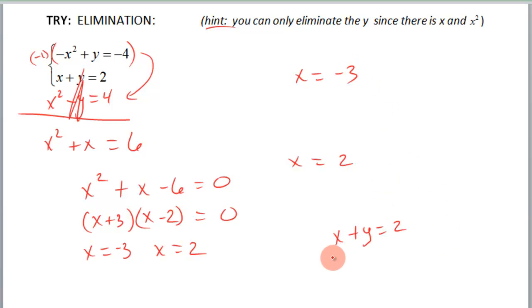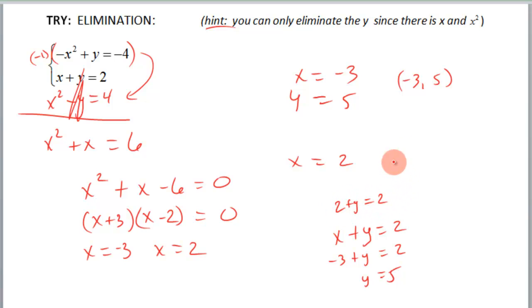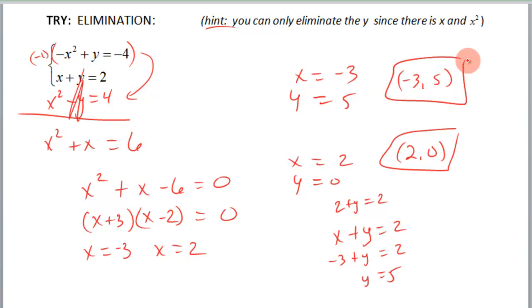Okay. X is negative 3, so negative 3 plus y is equal to 2. Add a 3 to both sides, 5. Okay, there's that one again. Make x equal 2, so I'll take 2 plus y equals 2. Subtract a 2 on both sides, y is 0. All right, there are both of the answers again. The parabola and the line intersect at those 2 points.